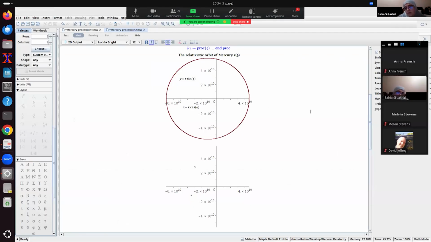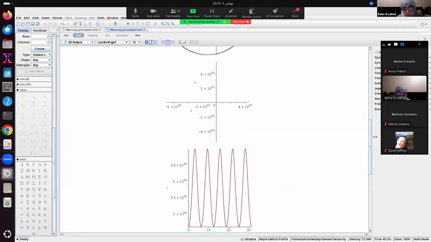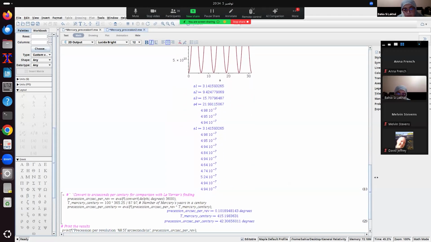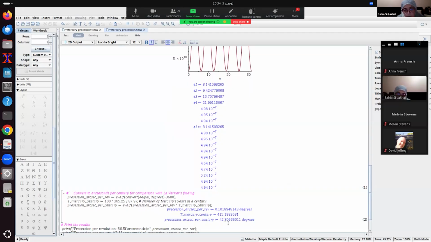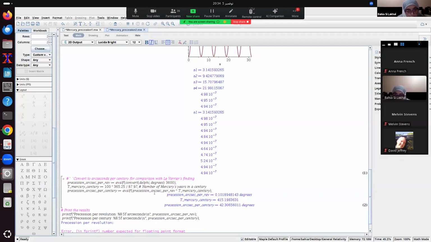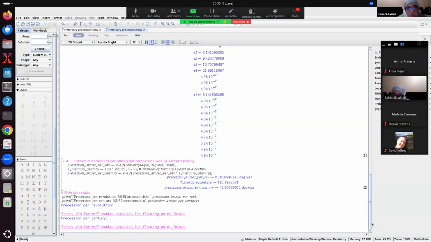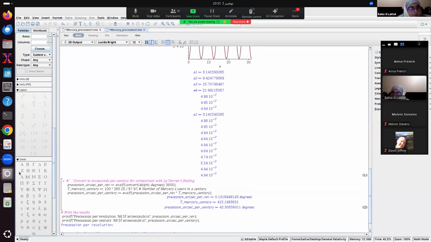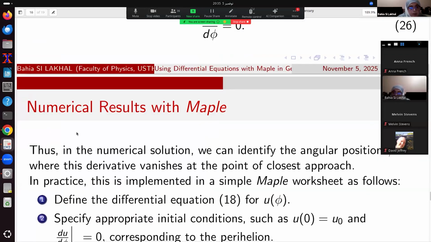So the Maple worksheet that I can show here, for example, you see here the value of precession, which is 42.3. This is not in degrees, because Maple doesn't let me write arc seconds here. It is not possible. I tried to print the result, but I got an error. Okay, so I return back to my presentation.